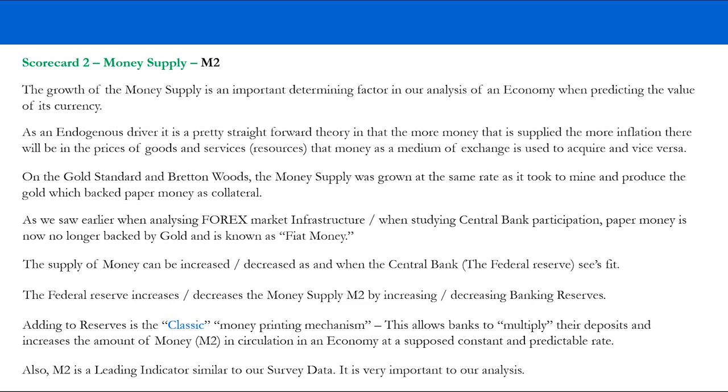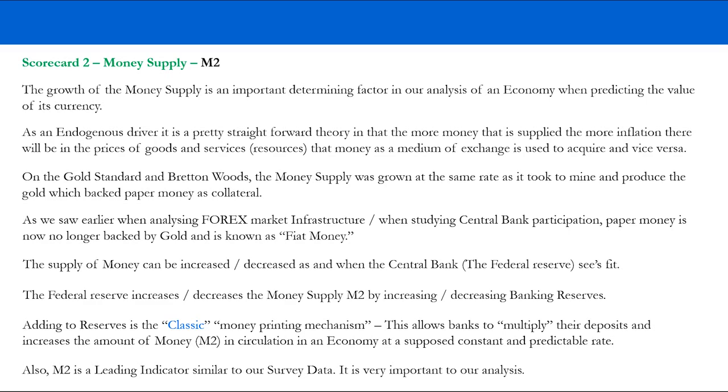Now, on the gold standard and Bretton Woods, the money supply was grown at the same rate as the supply of gold. So the same rate as it took to mine and produce the gold, which backed paper money as collateral. And as we saw earlier when we were looking at Forex market infrastructure and studying central bank participation, paper money is now no longer backed by gold and is simply known as fiat money.